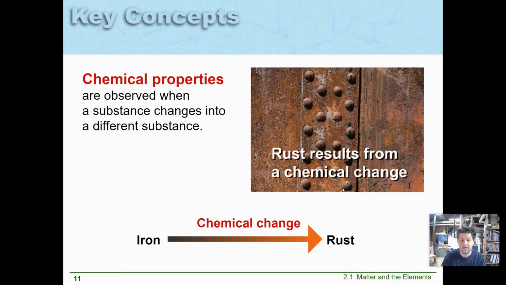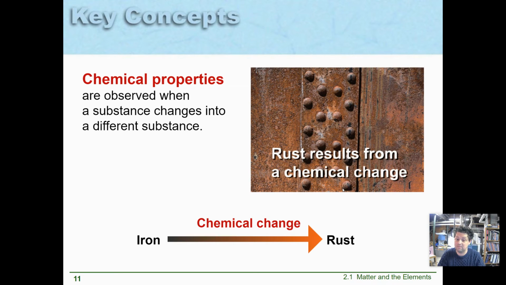Chemical properties, on the other hand, are observed when a substance changes into a different substance. In order to measure a chemical property, I have to actually change the matter. I can't just look at something and determine if it's flammable or not, for instance. If I tear a piece of paper in half, that's a physical change. It's two pieces of paper. But if I take those two same pieces of paper and I want to know if they burn, I can't tell that just by looking at it. I have to light it on fire to determine if it's flammable. That's a chemical property.